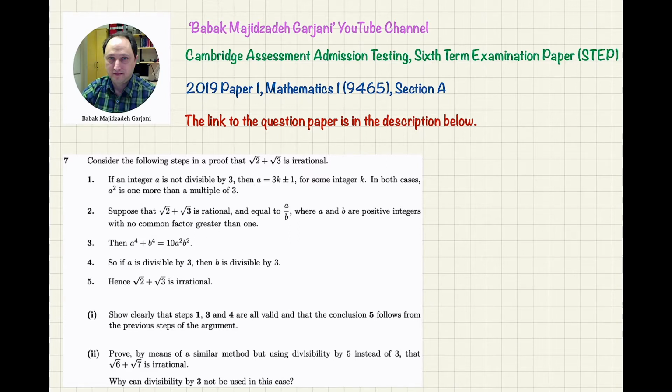Cambridge Assessment Admission Testing, Sixth Term Examination Paper, STEP. 2019 Paper 1, Mathematics 1, Code number 9465, Section A. The link to the question paper is in the description below.